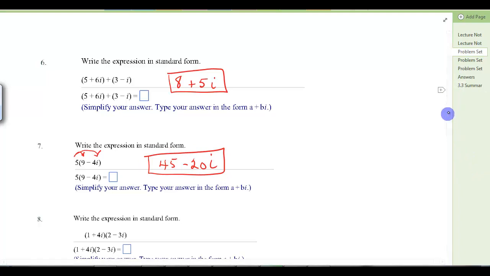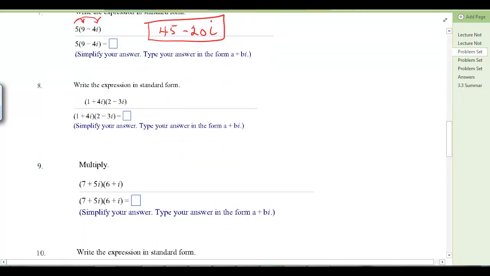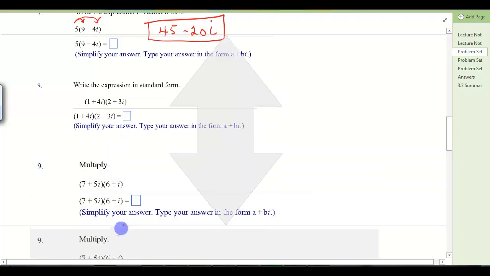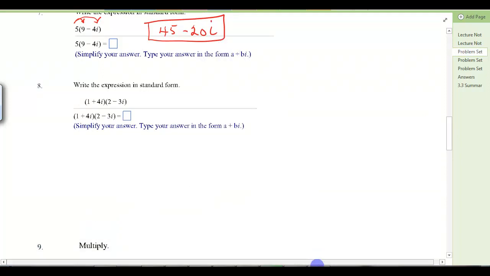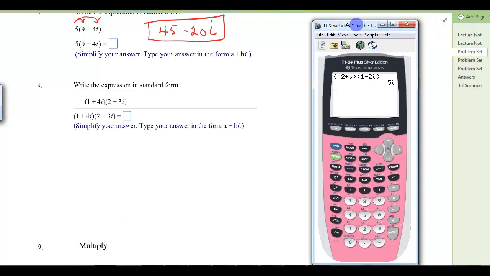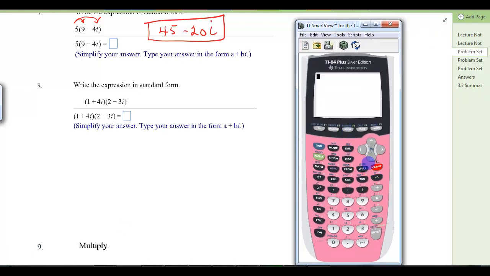Okay. This one, number 8. I'm going to do that on the calculator, and I'll do this one with you. So let's clear that. All right, we've got to open parentheses, 1 plus 4, second decimal, close, open, 2 minus 3, second decimal, and close. So I want to check and make sure I put it in, and I hit enter, and I got 14 plus 5i.